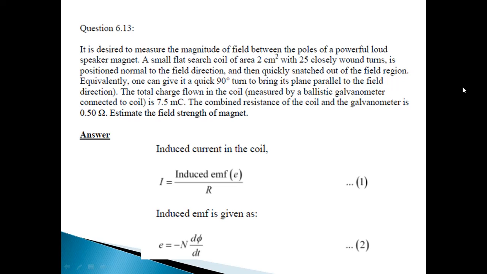The total charge flown in the coil measured by a ballistic galvanometer connected to the coil is 7.5 millicoulomb. The combined resistance of the coil and the galvanometer is 0.50 ohm. Estimate the field strength of the magnet. So basically we just have to find out what is the field strength of the magnet.